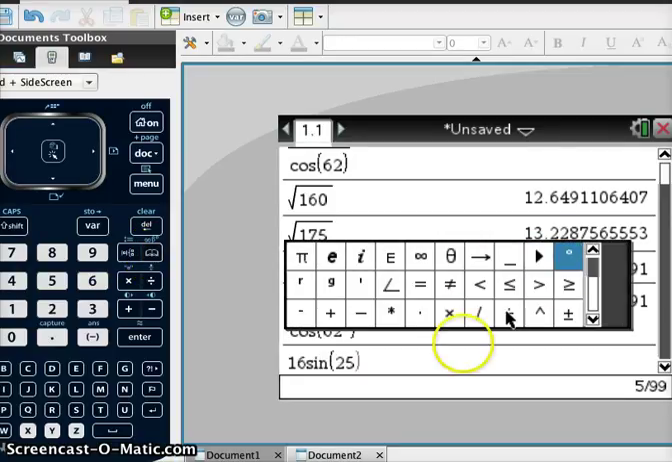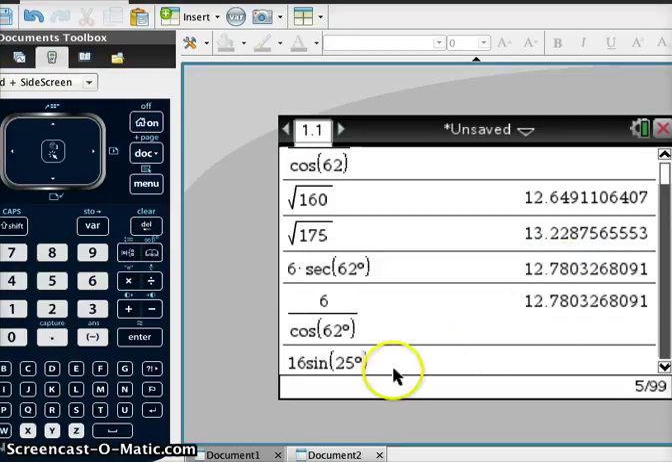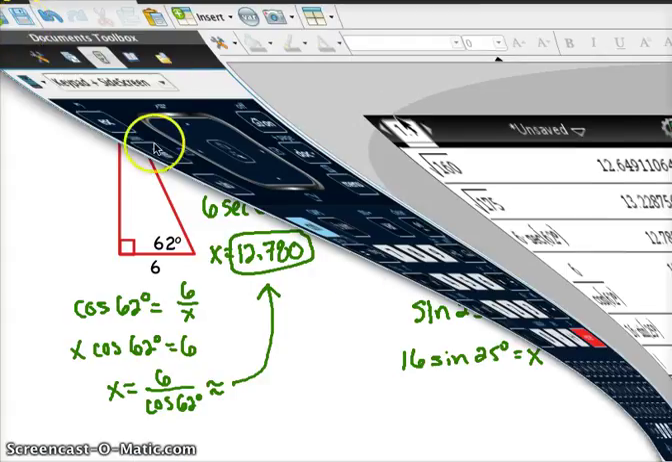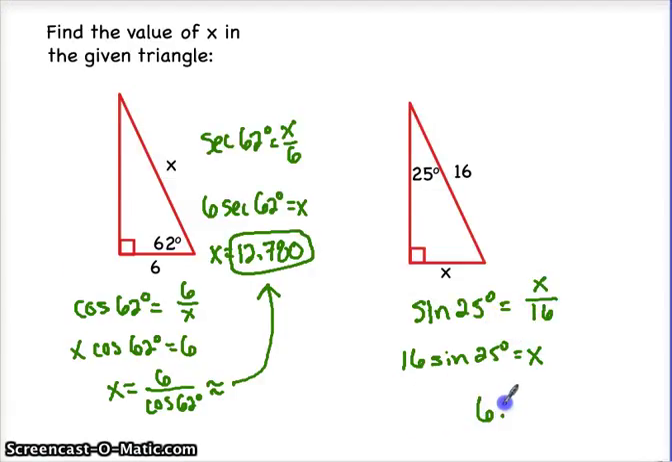And again, there's another opportunity to find that degree marker. But if you hit enter, you'll find out 6.762. Remember to round correctly, 6.762 will be our correct answer, equal to x for our side length.